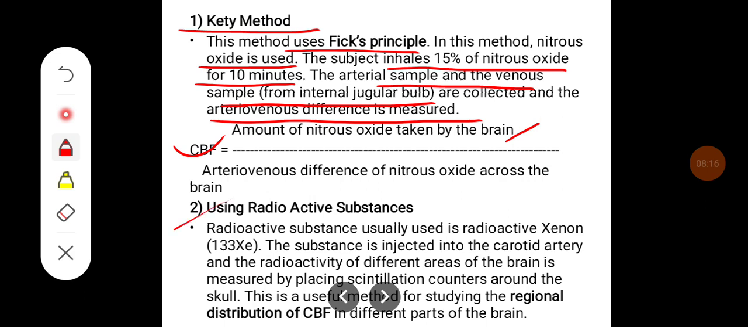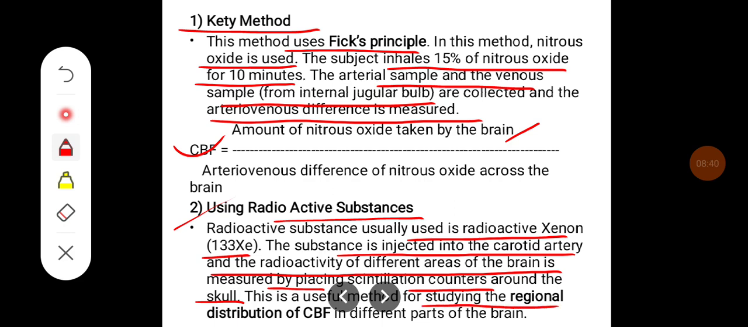Then it can also be determined using radioactive substances. Radioactive substance usually used is radioactive xenon. The substance is injected into the carotid artery, and the radioactivity of the different areas of the brain is measured by placing scintillation counters around the skull. This is a useful method for studying the regional distribution of cerebral blood flow in different parts of the brain.